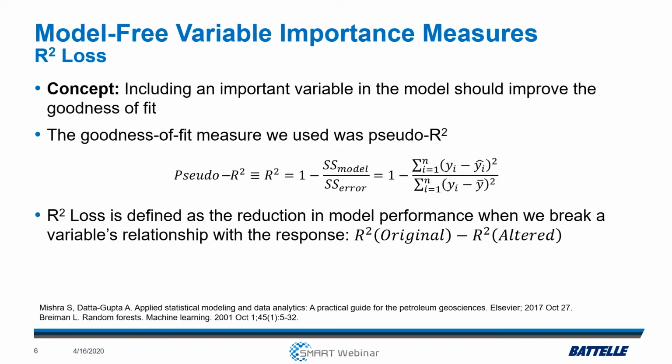And so what you do is break the relationship that the variable has with the response in one of 2 ways, and then you look at how much the model suffers. The thinking being that if this variable is really important and you break its relationship with the response, it's going to be a really bad model, and you're going to see a large reduction. If the variable didn't really matter, then it doesn't matter if you mess with the values.